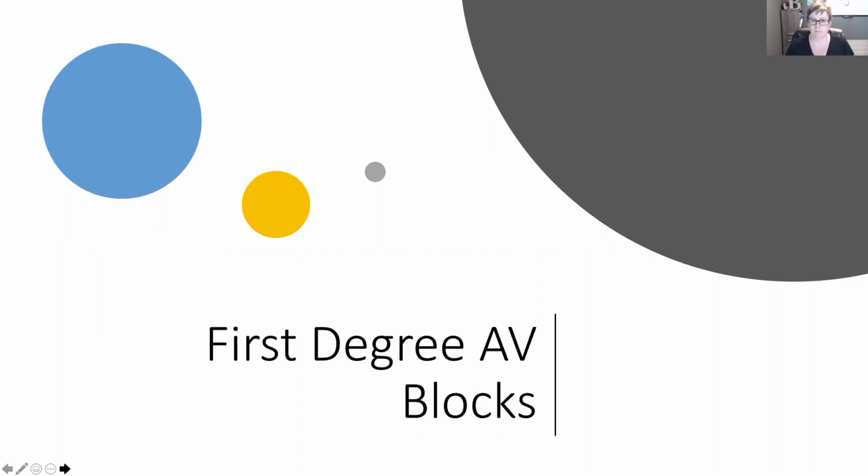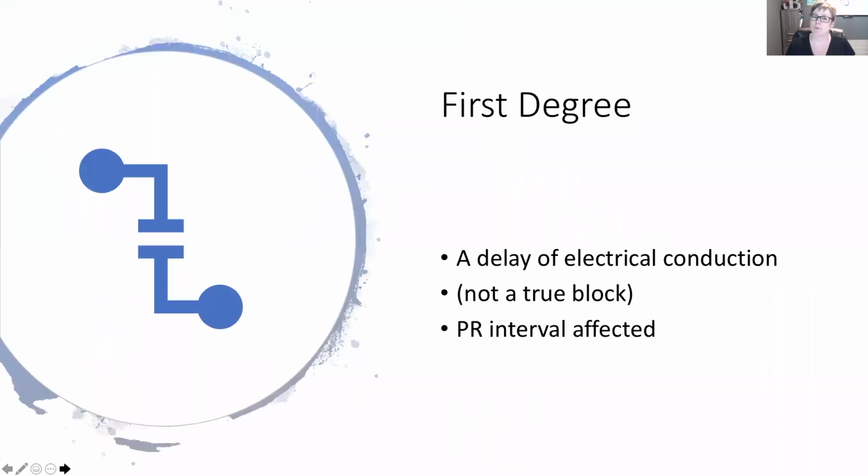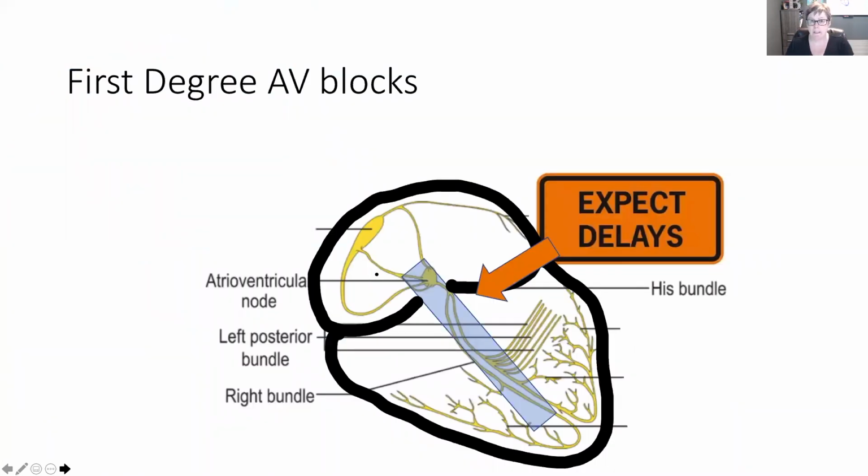In this lesson, we're going to be talking about first-degree AV blocks. Now, first-degree AV blocks are actually more of an interruption. They're not a true block in the sense of the electrical stimulus being blocked from moving forward, but the PR interval is affected. So we're going to take a look and see what's happening here between the AV node down to those Purkinje fibers.